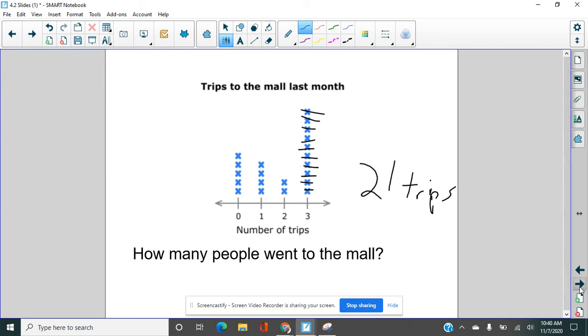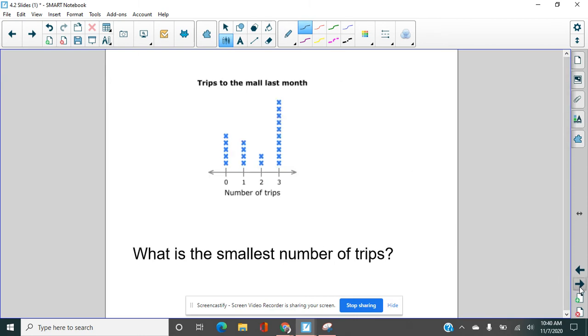So we could count the X's to get that. What is the smallest number of trips? What do you think? It is 0. It is not 2. Some people had less than 2. Some people had 1. And the smallest number along the bottom is 0. That number is also called the minimum, right? The minimum is the smallest. What is the largest number of trips? 3, right? Nobody had more than 3 trips to the mall.